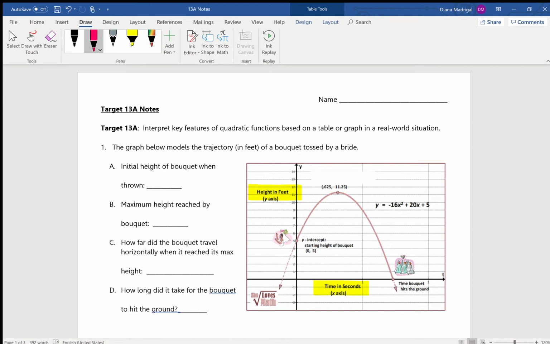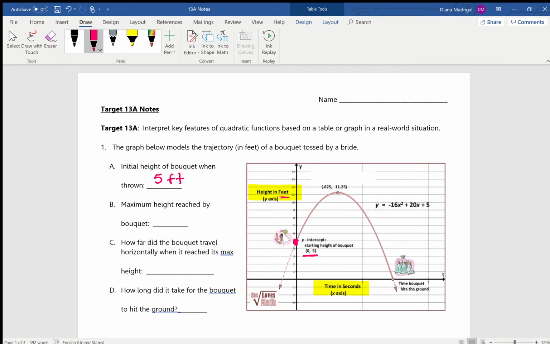All right, so the initial height of the bouquet when thrown. Well, the initial height's right here. Okay, notice they gave you the coordinate point and the y. We're looking at the height, so we're looking at the number on the y. So it's 5. So my answer is going to be 5 feet because they told me the height is in feet. All right, 1B, it says, what is the maximum height reached by the bouquet?